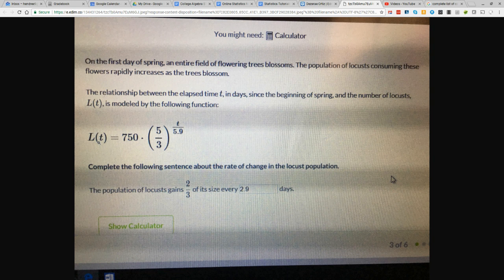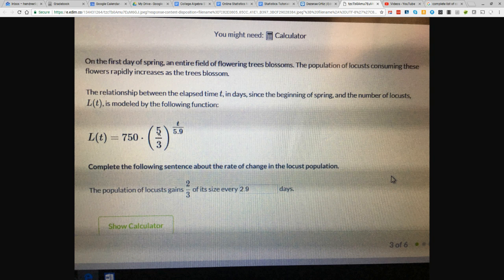Okay, so we're asked to complete the following sentence about the rate of change of the locust population. Remember, the rate of change is always inside the parentheses here, okay? And the population of locusts gains 2/3 of its size every day. Now, why 2/3? Because 5/3 is in there. But remember, the rate of change is positive if it's over 1, okay?